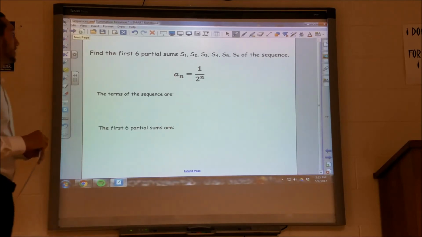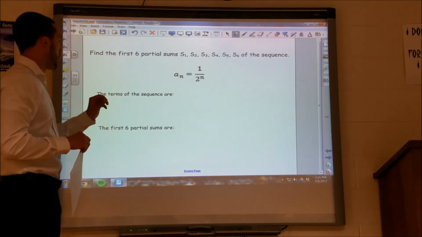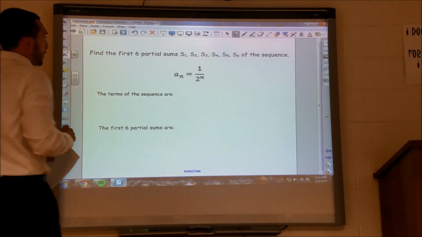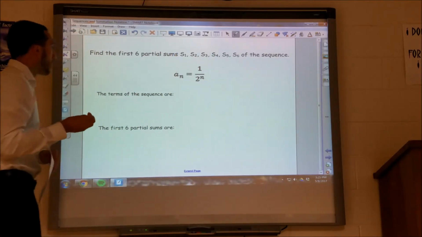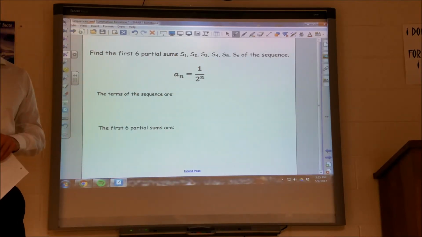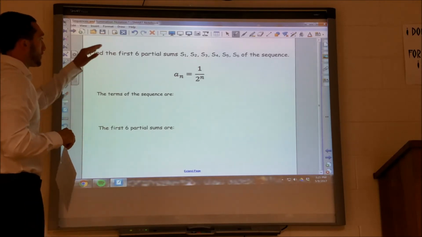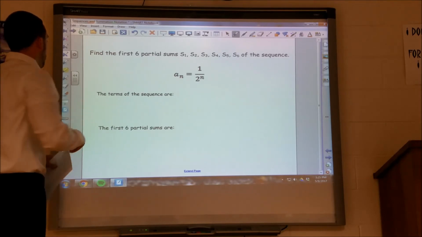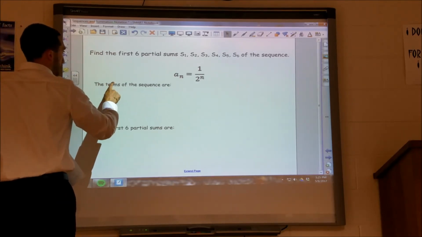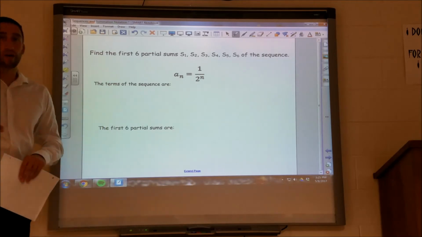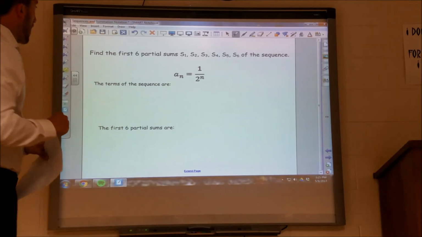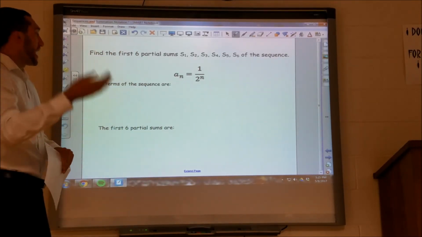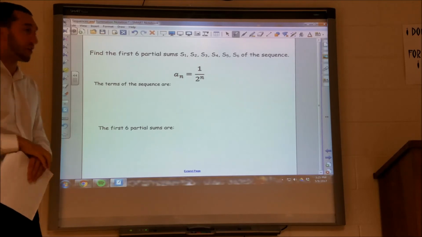Okay, now they want us to find the first 6 partial sums. So in order to find the first 6 partial sums, those being S1 through S6, we need to know the first 6 terms of the sequence. So, using what we learned in the previous 2 examples, I want to find all the way from a sub 1 all the way to a sub 6, and then we can talk about how to find the partial sums.